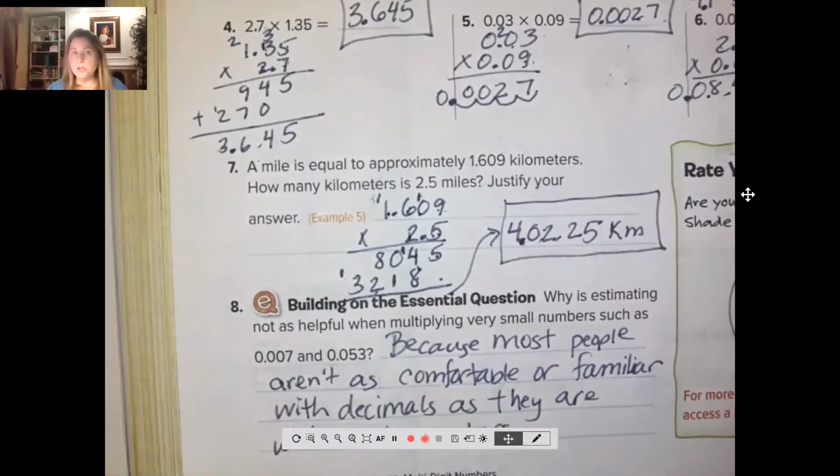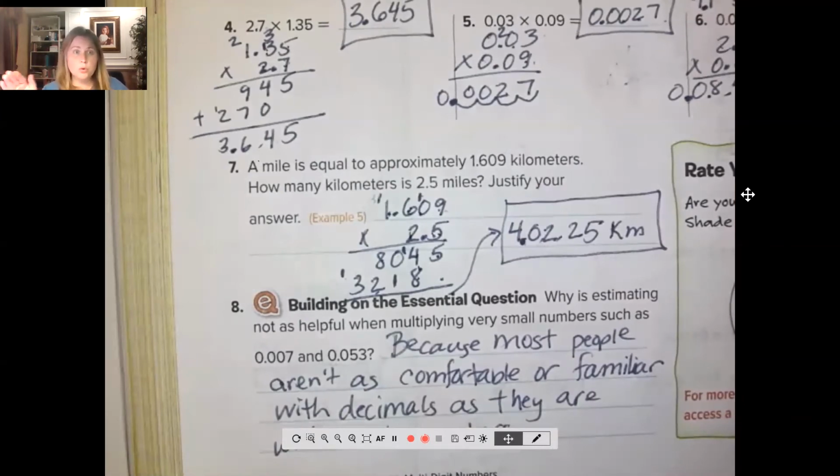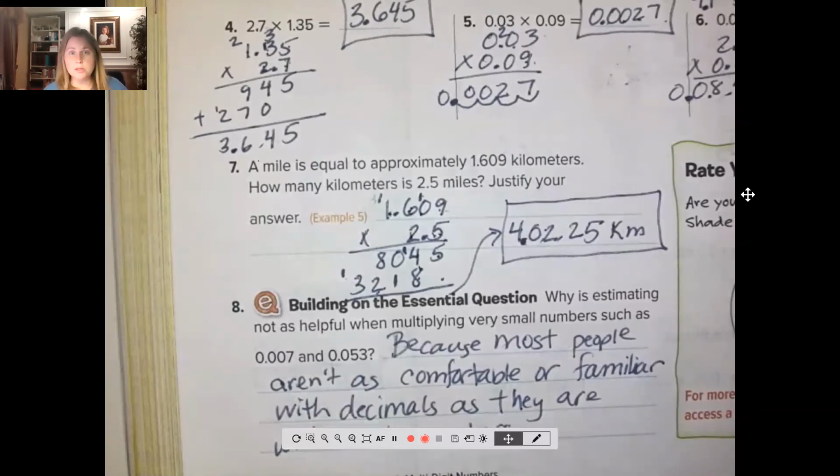So in a nutshell, when we are multiplying decimals, we at first ignore the decimals and multiply as you normally would. And then second, you count up how many decimals were in your problem, and you make sure you have that same number of decimal places in your answer. And that is how we multiply a decimal by a decimal.